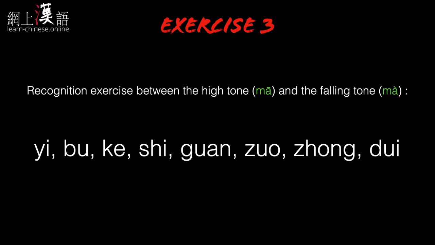Now, let's see the correction. Yi, the high tone. Bu, the falling tone. Ke, falling tone again. Shi, high tone. Guan, high tone. Zuo, falling tone. Zhong, high tone. And dui, falling tone. It is much harder to make the distinction between the high tone and the falling tone because they start at the same level. So, if you made some mistakes, don't worry, it will come with practice.